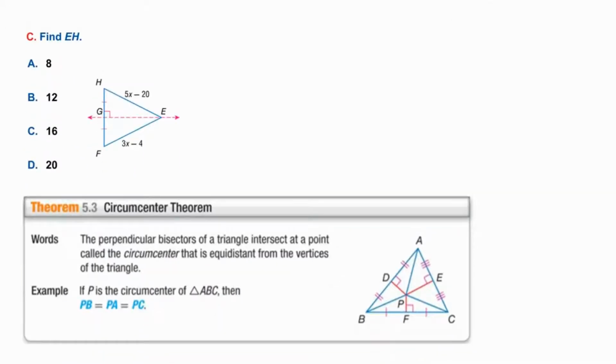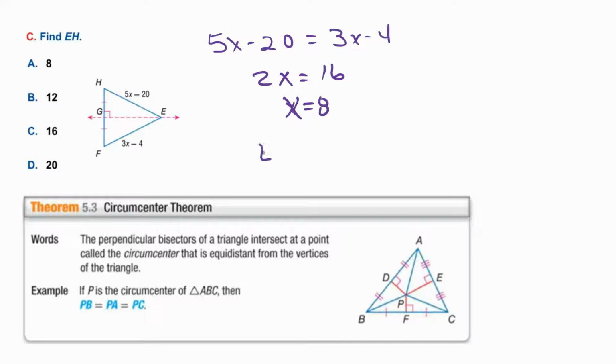And C, we're going to use algebra again to find X, and then plug back in to find EH. So X is equal to 8. Plugging it back in to find EH, I have 5 times 8 minus 20, which would give us 20.